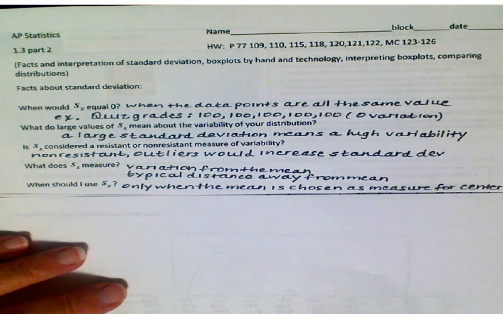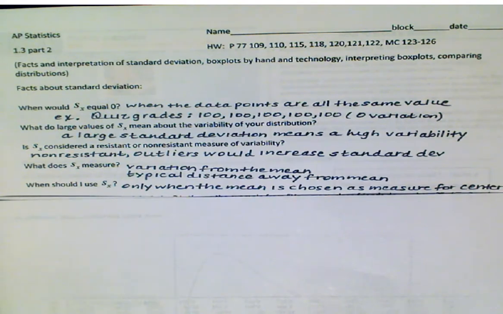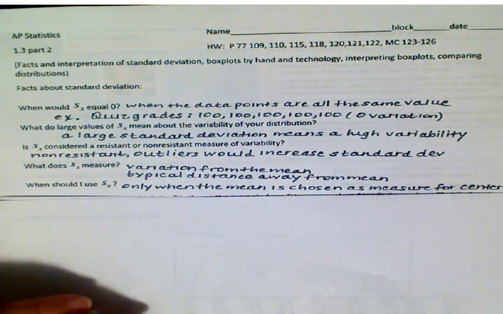When should I use standard deviation? Okay, so we talked about, in the last section, when do you use mean or when do you use median? We talked about how if those are measures of center, and you have outliers, you should use the median because the mean is non-resistant and therefore it's going to change with outliers. So what about standard deviation? Only use this when the mean is chosen as a measure for center. So if you say, hey, I have a symmetrical distribution here, I'm going to use mean as my measure of center, then that is when you would also use the standard deviation as your measure of variability.